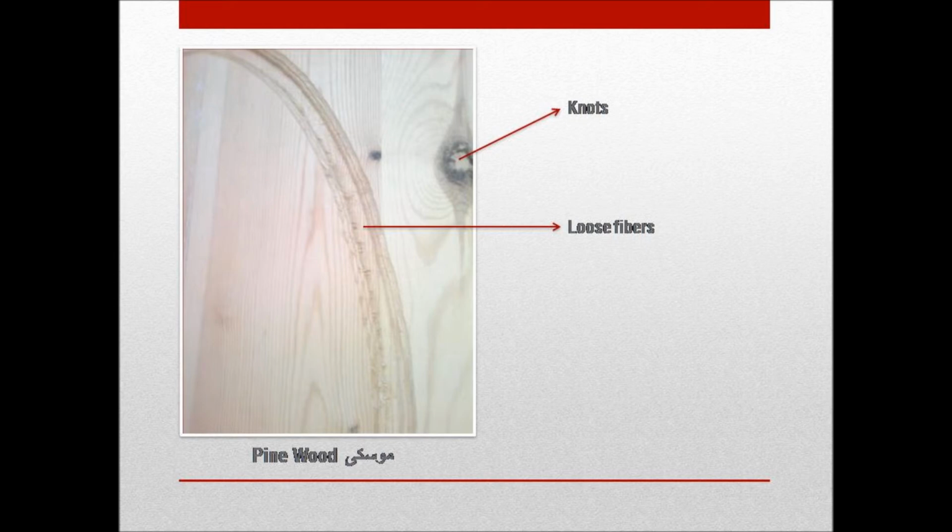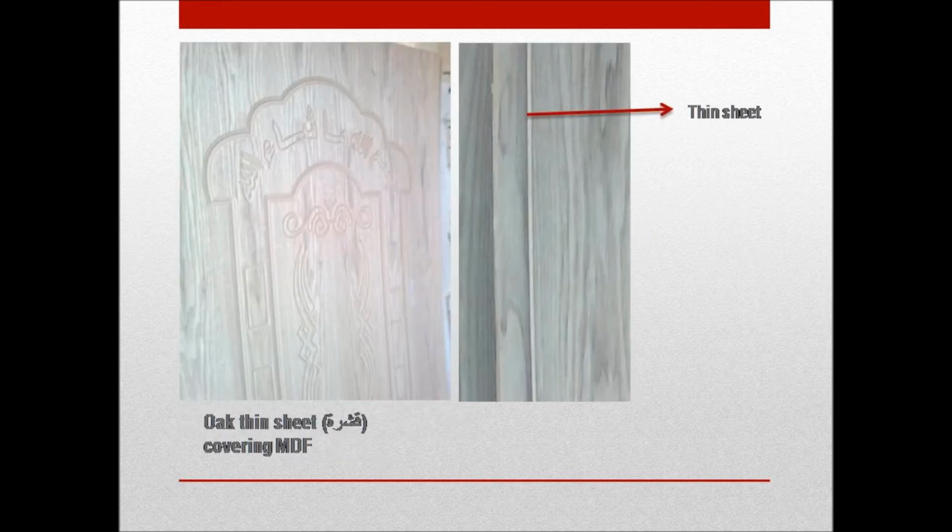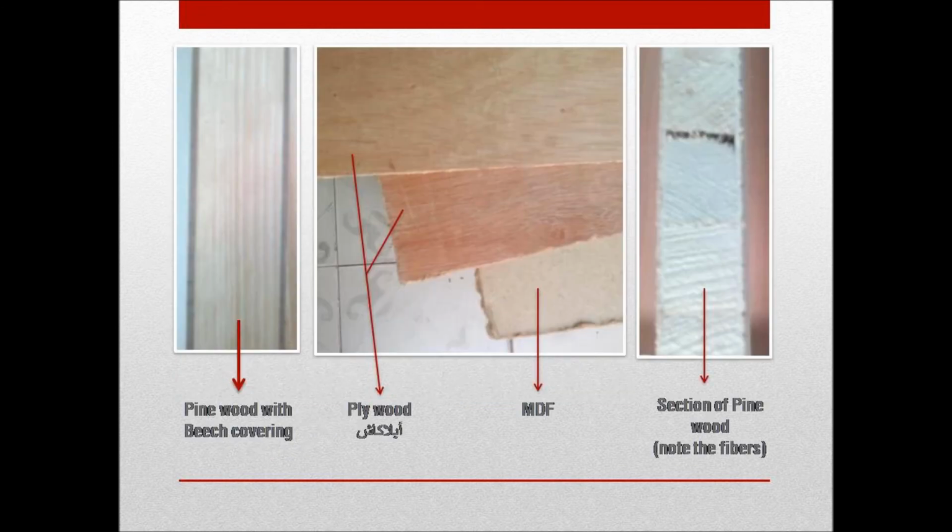As you can see, even though it might be easier to deal with pine wood, the final product isn't always fine because of the fibers. In order to avoid high cost and get a fancy looking door, many doors are made using muski wood, but then they're covered with a thin sheet of oak or zen on which carvings and decorations are made.